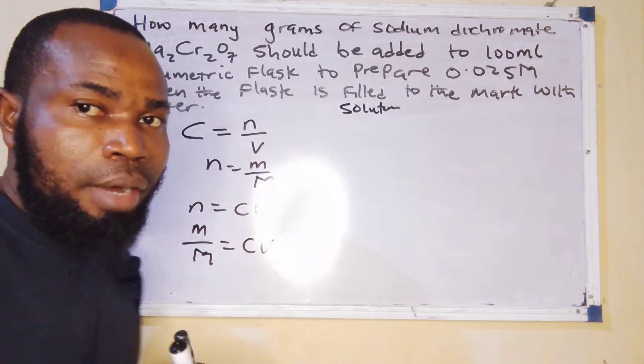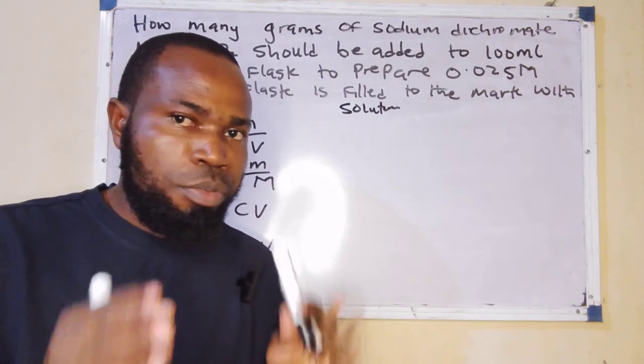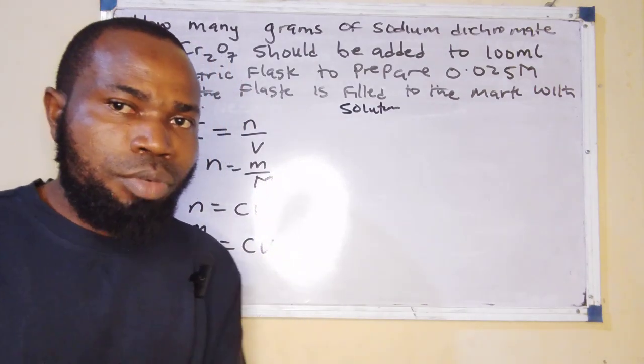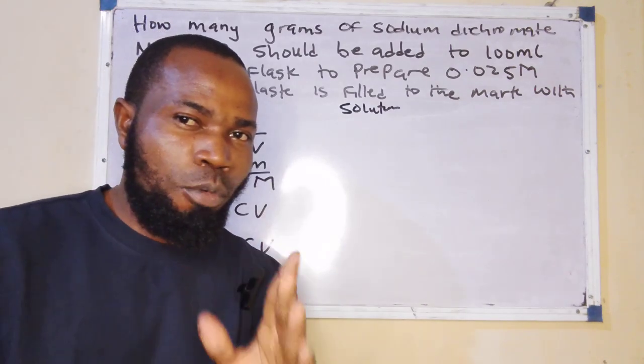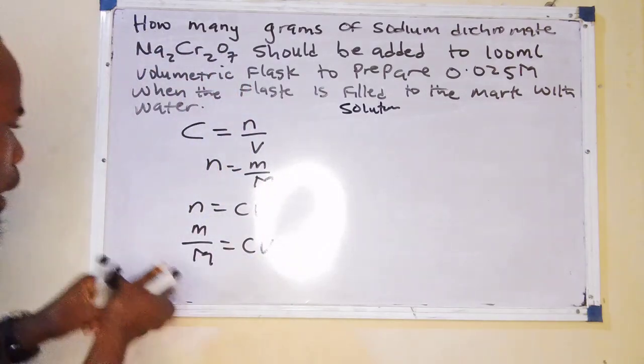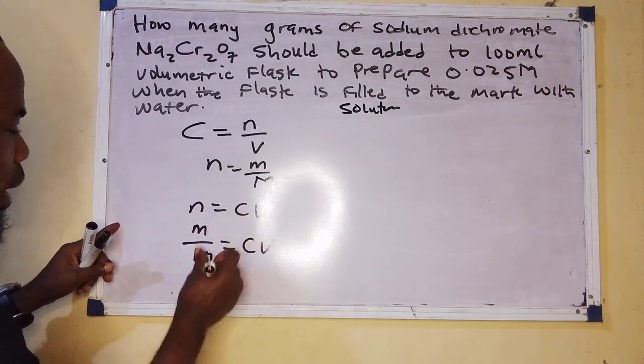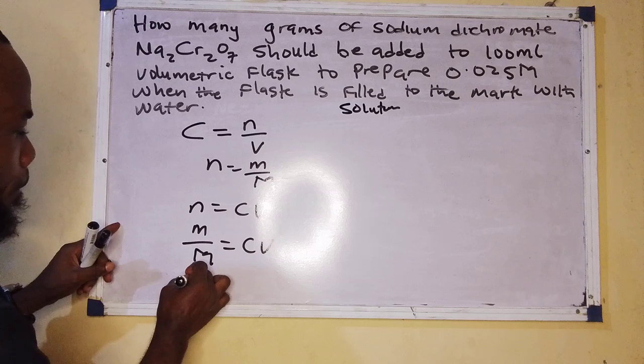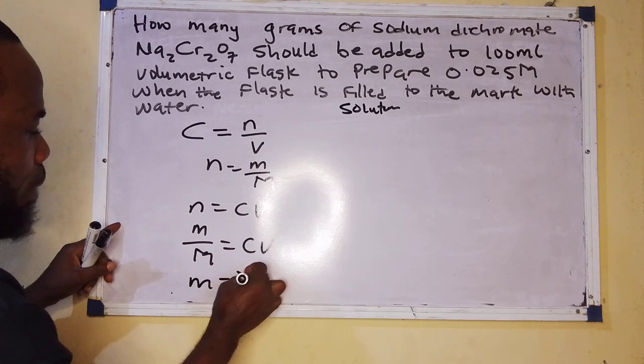Now, for those of us writing post-UTME examinations, or the entrance exam into nursing school, you have to be very careful when it comes to these questions. Now, if we cross multiply, what are we going to have? Mass is equal to what?